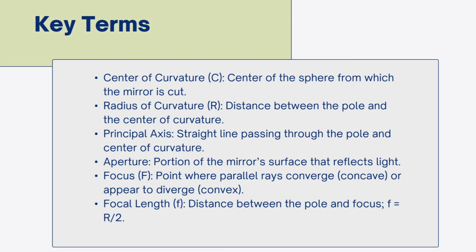And lastly, a focal length. So focal length is the distance between the pole and focus. So there's an equation: f is equal to R over 2.